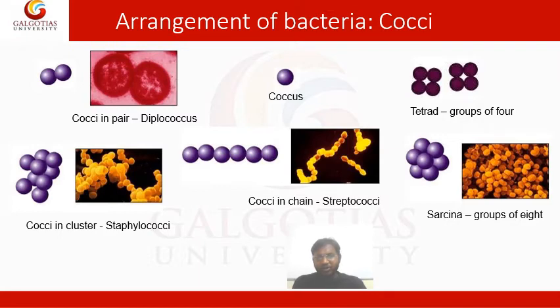This is the electron microscopic structure. And cocci in clusters are staphylococci. You can see here, these are the most important pathogenic cocci. Based upon the multiplying, the pathogenicity, and the genus, they give different shapes. Streptococci and staphylococci are mostly pathogenic organisms.